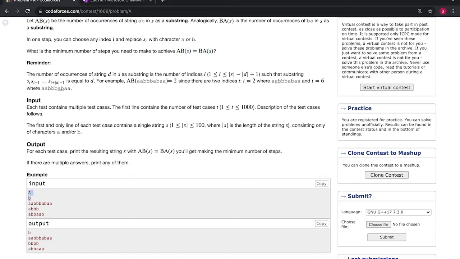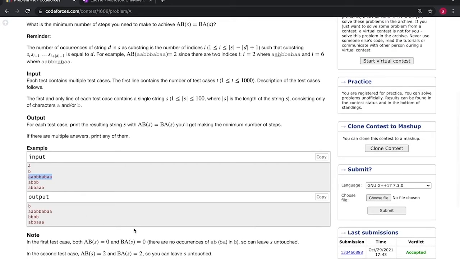In the first example we can see that the number of occurrences of AB and BA is both 0, which is equal. So we directly print the string. In the second case also, basically contiguous occurrences of the same character do not make any difference. We can think of it to be ABA directly. So the number of occurrences of AB is 2 and the number of occurrences of BA is also 2. So the string will remain untouched and we will print it.